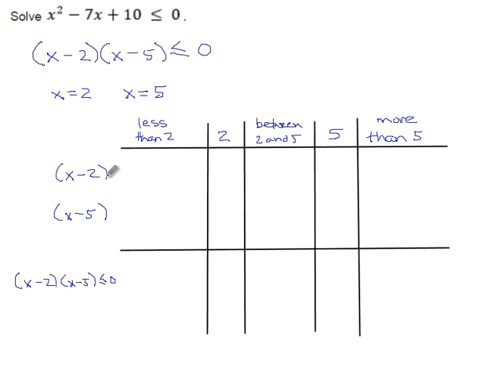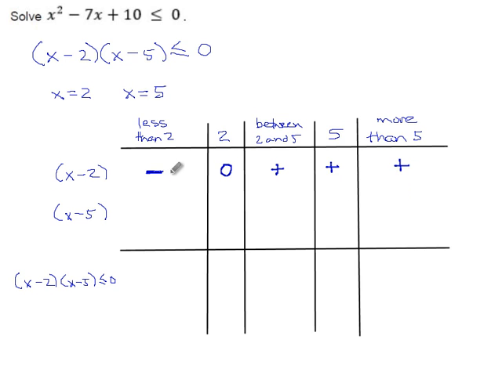So x minus 2. If x is less than 2, let's say it's negative 3, we get negative 3 minus 2. That comes out negative. So what we're doing here in a sign table, we call it a sign table because we don't care about the numbers that are coming out, only about are we positive, negative, or 0. If x is exactly 2, we get 2 minus 2, which is 0. If x is between 2 and 5, let's say it's 3, we get 3 minus 2 is positive. If x is 5, we get 5 minus 2, positive again. And if x is more than 5, let's say it's 20, 20 minus 2 is positive.